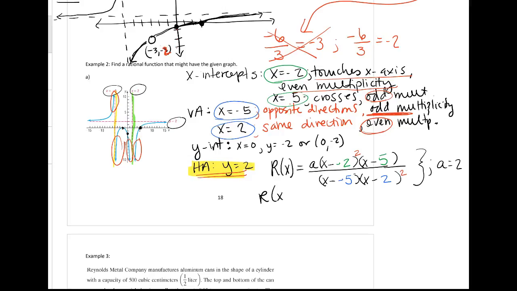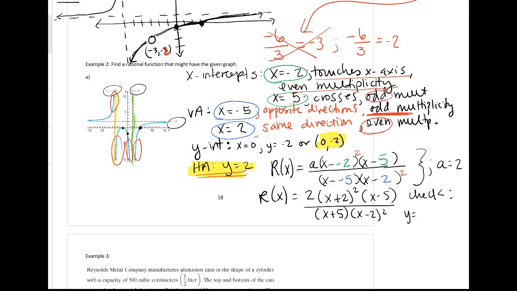And don't forget, we also have to check, okay? A equals 2 times the quantity of x plus 2 squared times the quantity of x minus 5, all over the quantity of x plus 5 times the quantity of x minus 2 squared. Well, I have to check. The reason I have to check is because I also need a y-intercept at -2. So I'm going to plug in 0 for x to see if this is correct, okay?